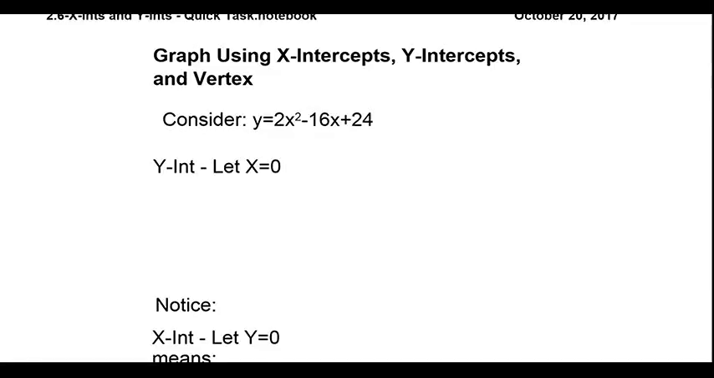So today's lesson is graphing using x-intercepts, y-intercepts, and the vertex. Now, we consider this equation y equals 2x squared minus 16x plus 24 as the standard form. So anytime you hear me talk about the standard form, we're looking at something of this form: y is equal to ax squared plus bx plus c. And that is standard form.